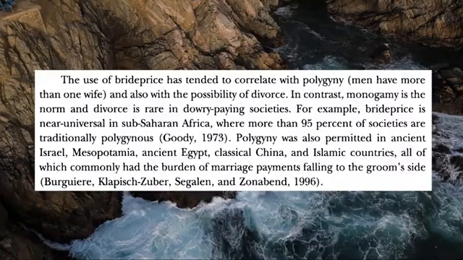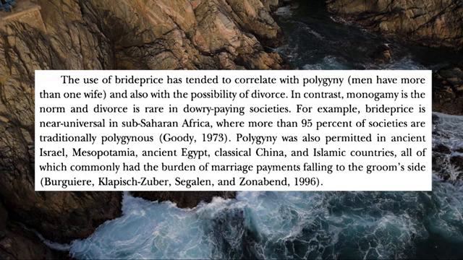The other side of that is a polygynous marriage. So if you have a man that can marry more than one woman, typically you're going to find a culture that practices bride price because there's more competition amongst the males for the ladies. The use of bride price has tended to correlate with polygyny. Men have more than one wife, and also with the possibility of divorce. In contrast, monogamy is the norm and divorce is rare in dowry-paying societies.